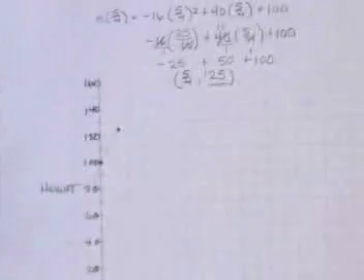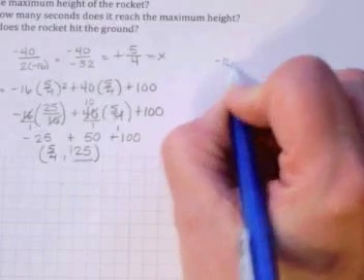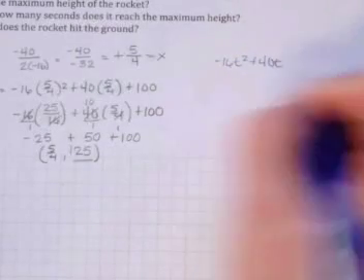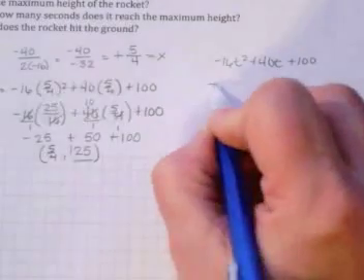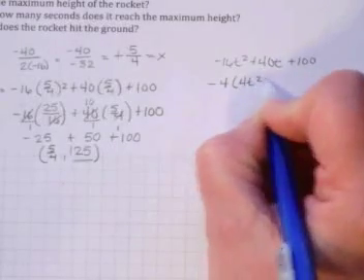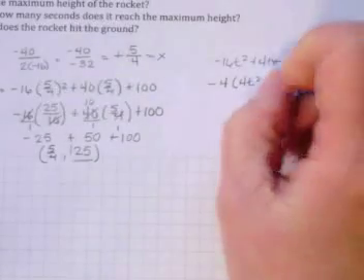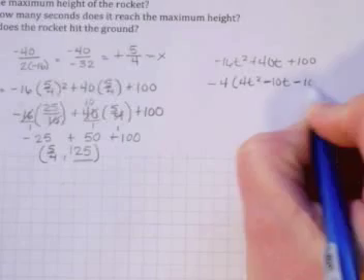So I'm going to go back to the original equation, which was negative 16t squared plus 40t plus 100, and I'm going to factor. And I notice I can factor out a negative 4, that changes the sign.